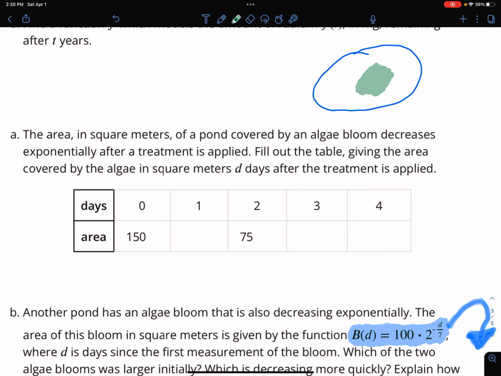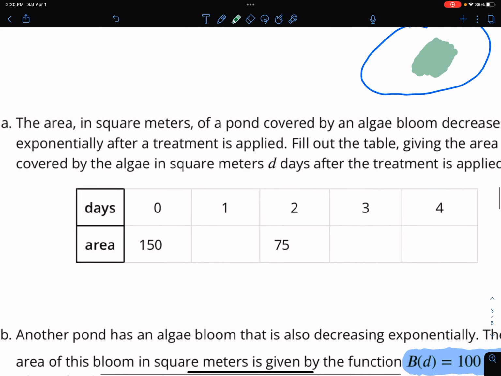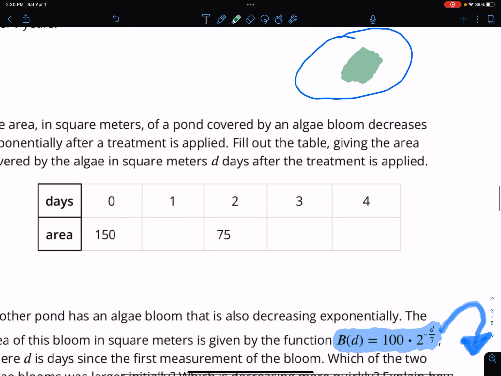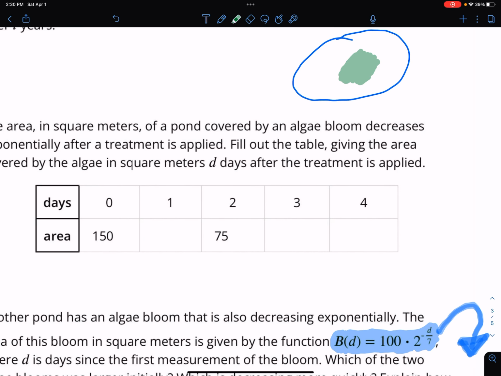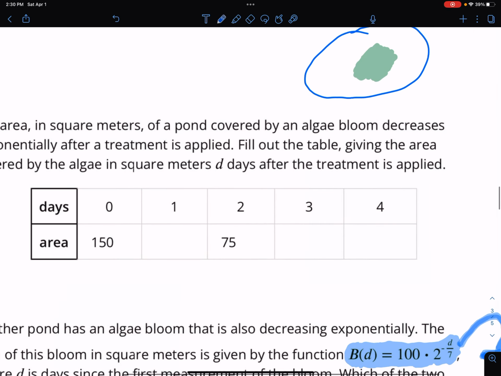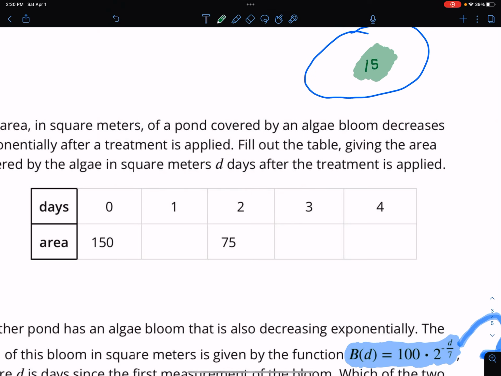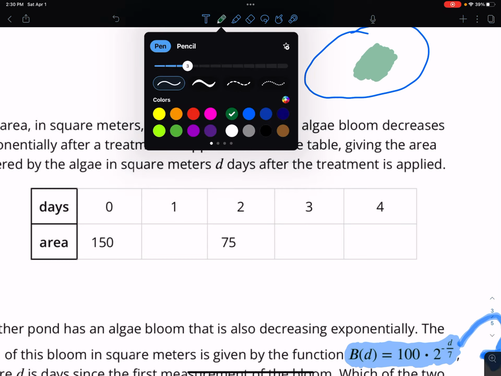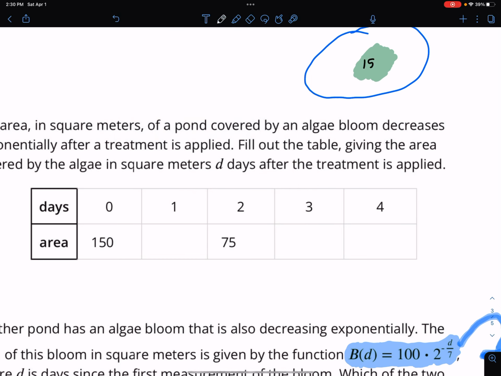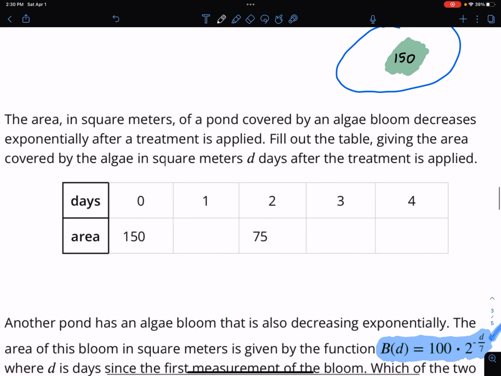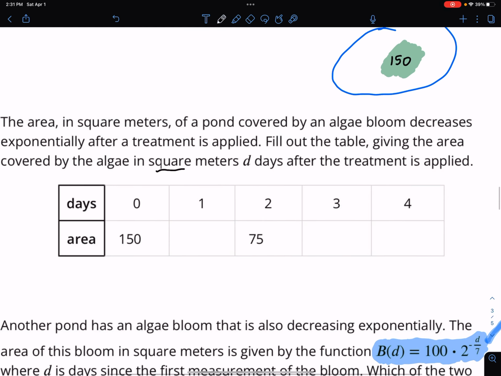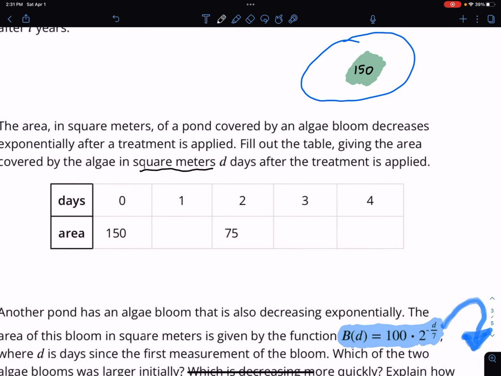And what's going on next? They say fill out the table given the area covered by the algae in square meters, D days after the treatment was applied. All right, so we got this table here. Days and area. So area at 0, what's going on? What do you think they say at 0 days? We got 150. Well, yeah, guess what? That's where we're starting off. My little algae puddle is covering 150 square meters on day 0.